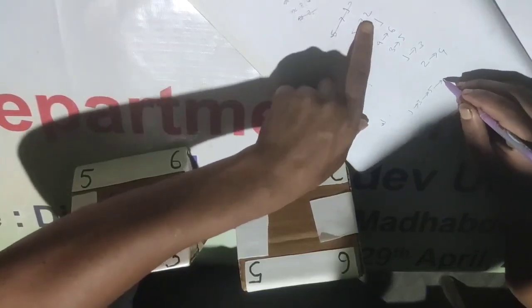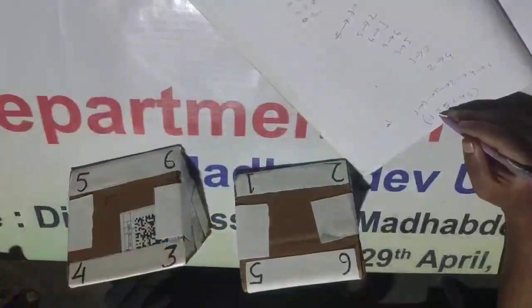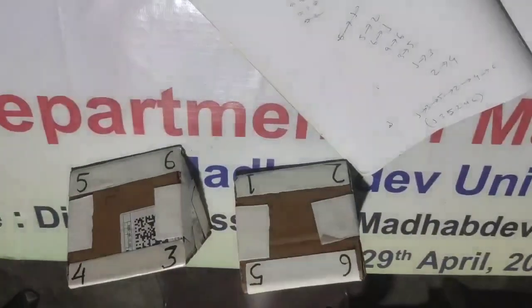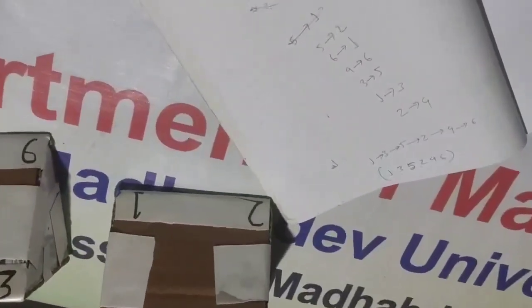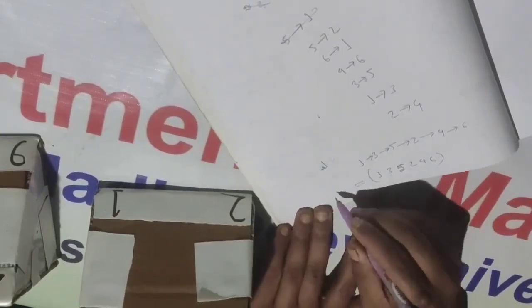Now 1 goes to 3, 3 goes to 5, 5 goes to 2, 2 goes to 4, 4 goes to 6. That means this is the element 1, 3, 5, 2, 4, 6. Now look, this is the element. So this is an element, and let us consider this element is C2.